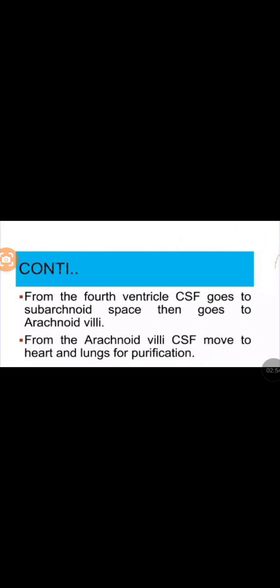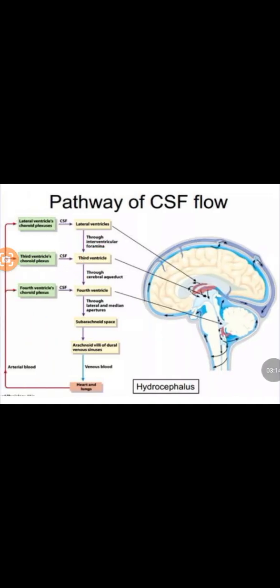And from the fourth ventricle, CSF goes to subarachnoid space, then goes to arachnoid villi. From the arachnoid villi, CSF moves to heart and lungs for purification. Finally, the CSF moves to the heart and lungs for purification. So this is the pathway of CSF flow, which I have already explained. Next, we can see the properties of CSF.